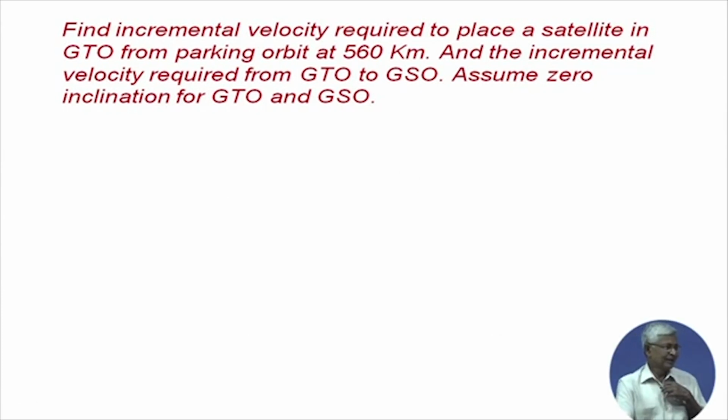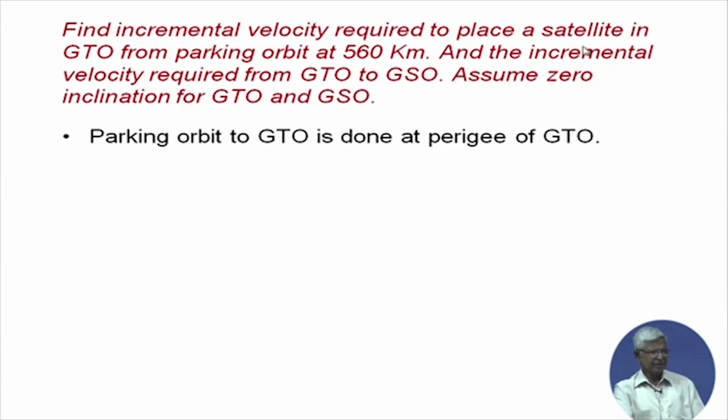Let us go back to our calculation of what should be the incremental velocity required to place a satellite in GTO from the parking orbit, where we define the orbit height as 560 kilometer, and the incremental velocity required from GTO to GSO. When I say GTO, its apogee is at geosynchronous orbit, geostationary orbit. So, apogee is known, perigee is known here. So, GTO to GSO, and of course, for simplicity let us assume that it is on the equatorial plane. So, inclination of GTO and GSO is 0.